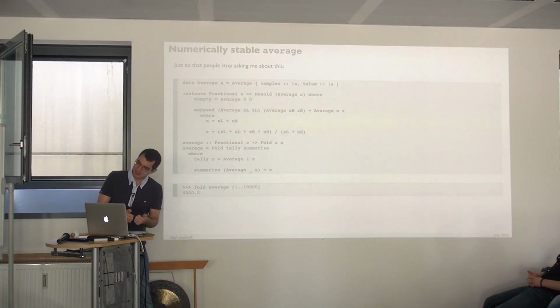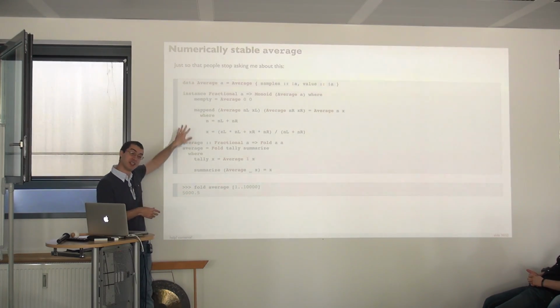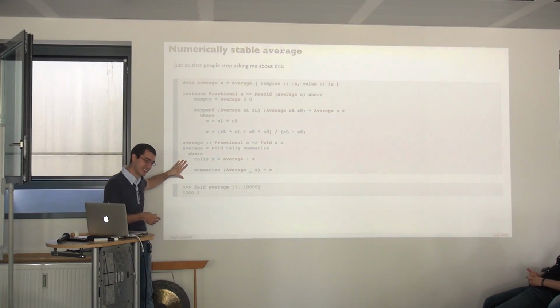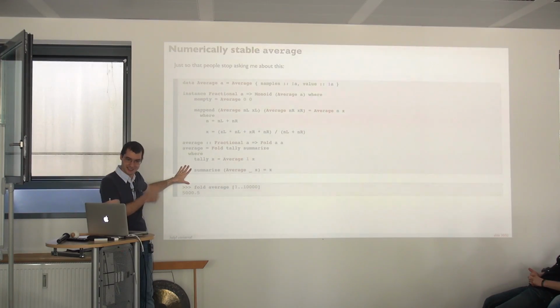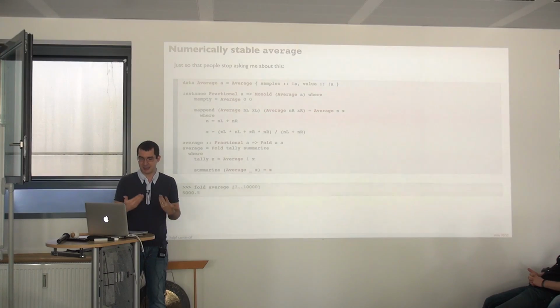And because everybody asks me this when I present about averages, there is, in fact, a numerically stable average that also has a monoid instance. I'm not going to go over this other than to point out that it does exist. I will host these slides later in case you want to see how to implement it. There's a numerically stable way of implementing averages using monoids.